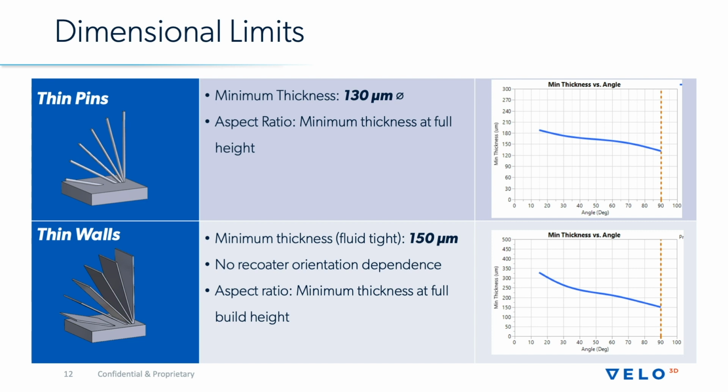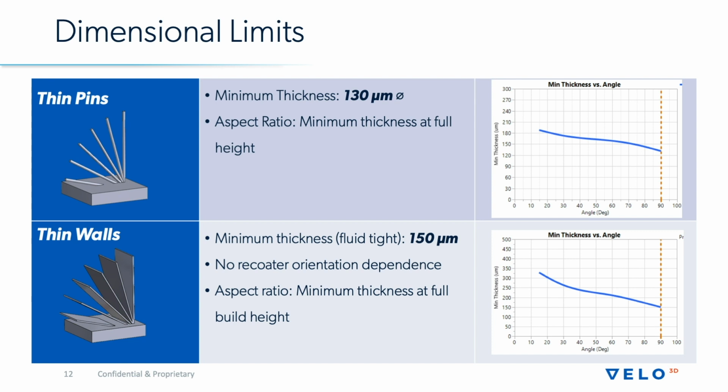And to give you a reference for how I'll speak about angles moving forward, 90 degrees is what I'll call vertical. 0 degrees is down facing horizontal, and 180 degrees is up facing horizontal. So you can see on these plots, I've mapped out the dependency of the minimum achievable thickness for each of these features as a function of angle.